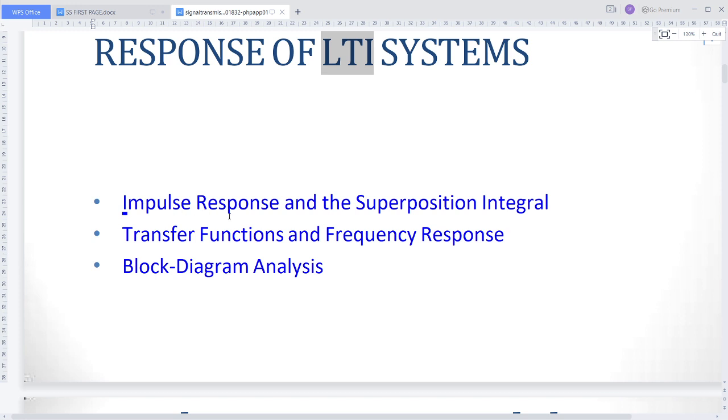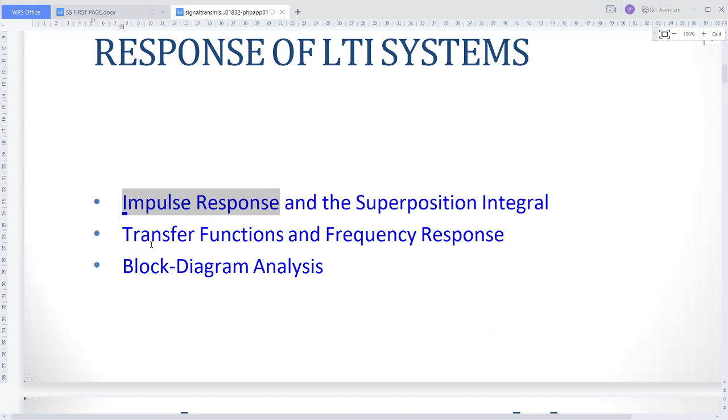Impulse response is nothing but we give the input signal, a continuous impulse signal, to the LTI system, so that the LTI system operates on that particular impulse signal and gives the output. That output is named the impulse response. It is called the impulse response.